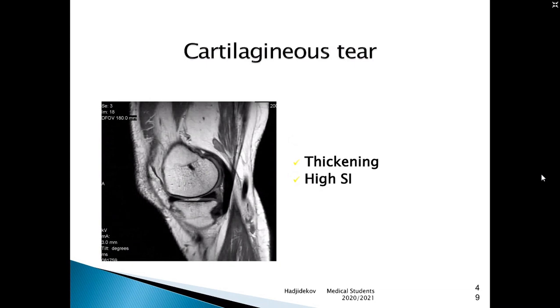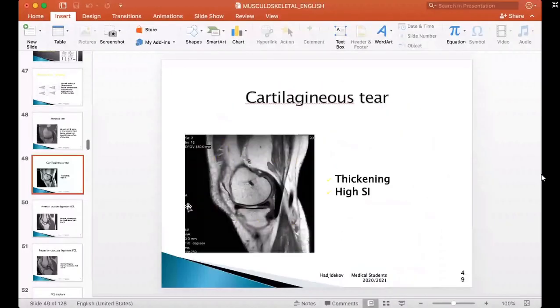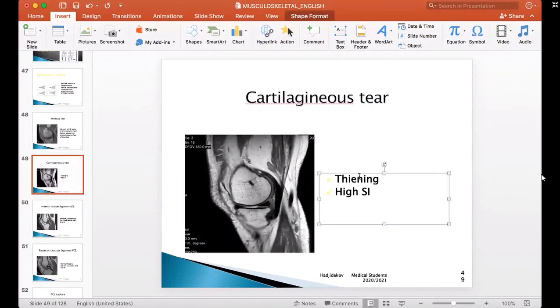Sometimes we will have some cartilaginous tear. You can see that the cartilage, which is just communicating between the femur and the tibia, is very thin, with some high signal intensity of this cartilage.